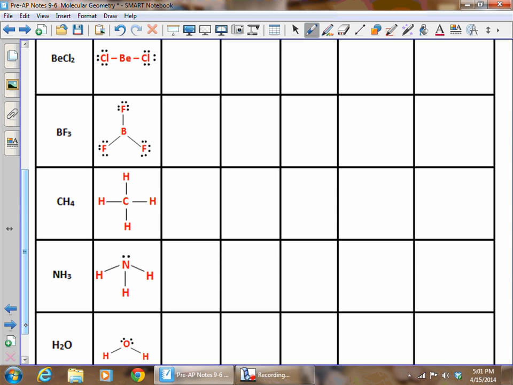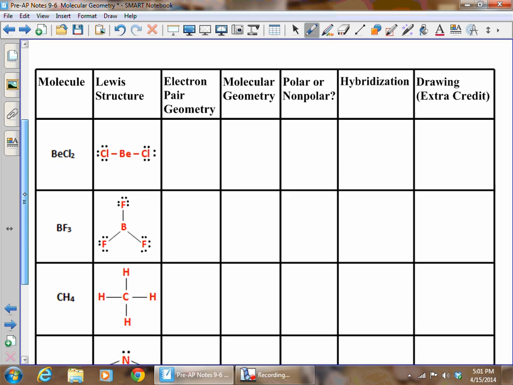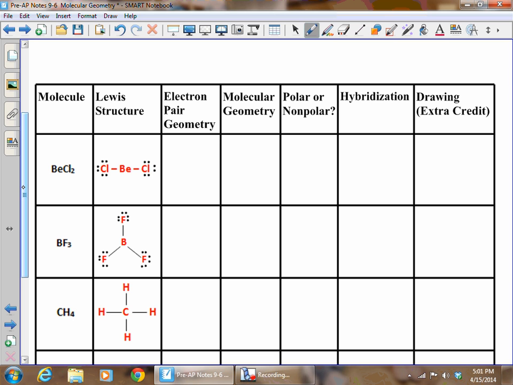We've already learned how to do this particular portion. If you don't remember how to draw the molecular structures, then you'll need to go back to notes 9-4, that video, and review that. So hopefully you paused and got that done. And now, once we have drawn these Lewis dot structures, we're going to look at how we tell what the electron pair geometry, the molecular geometry, etc., and whether this molecule is polar or not.